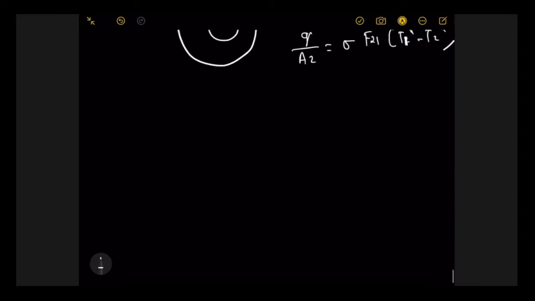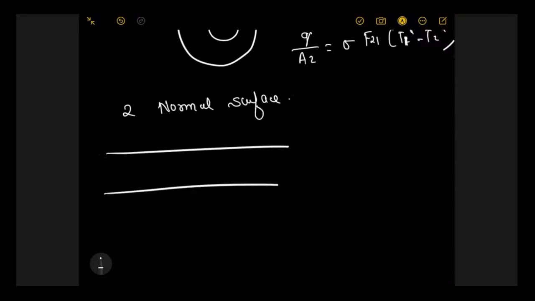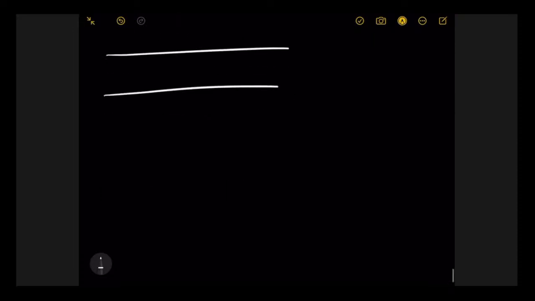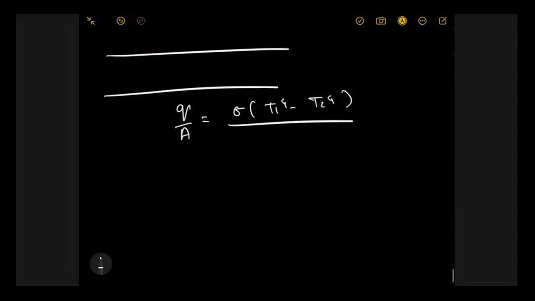Now talking about two normal surfaces, when they are parallel to each other, Q by A is equal to sigma (T1 to the power 4 minus T2 to the power 4) upon (1 upon emissivity 1 plus 1 upon emissivity 2 minus 1).